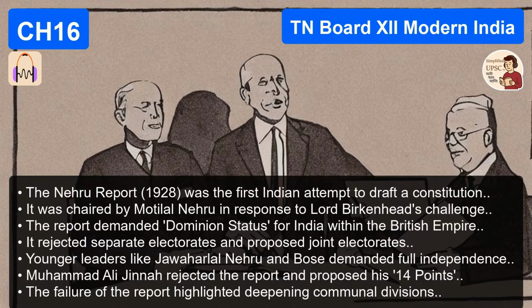As the clock strikes midnight on December 31st, 1929, on the banks of the River Ravi, the Congress officially passes the Purna Swaraj resolution. Complete independence. The goal is now clear. Absolutely. And they also decided that January 26, 1930 would be celebrated across the country as the first Independence Day.